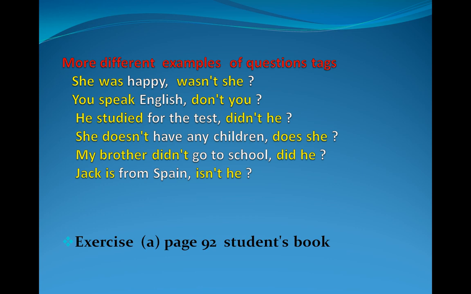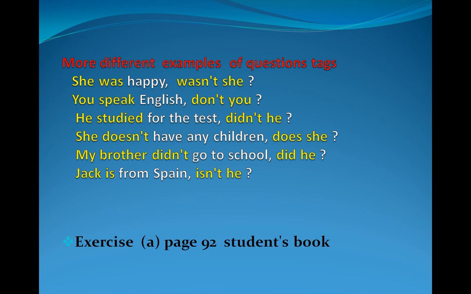She doesn't have any children. Does she? So she doesn't have, it's a negative statement. She doesn't have any children. So the question tag is, does she? My brother didn't go to school. Did he?